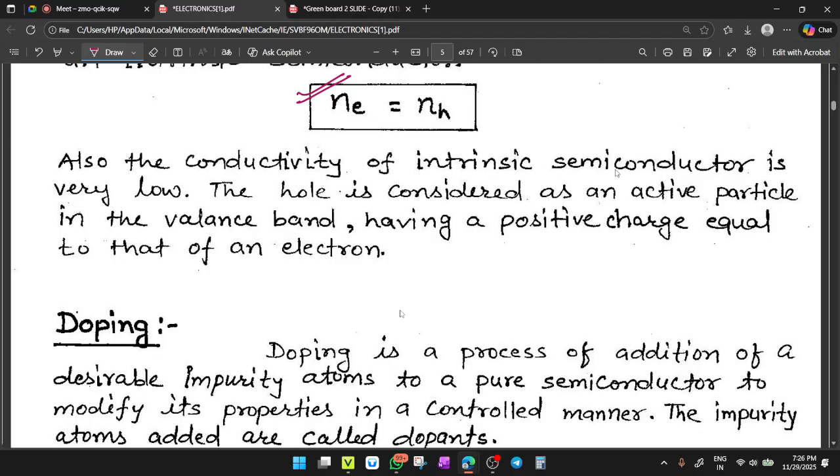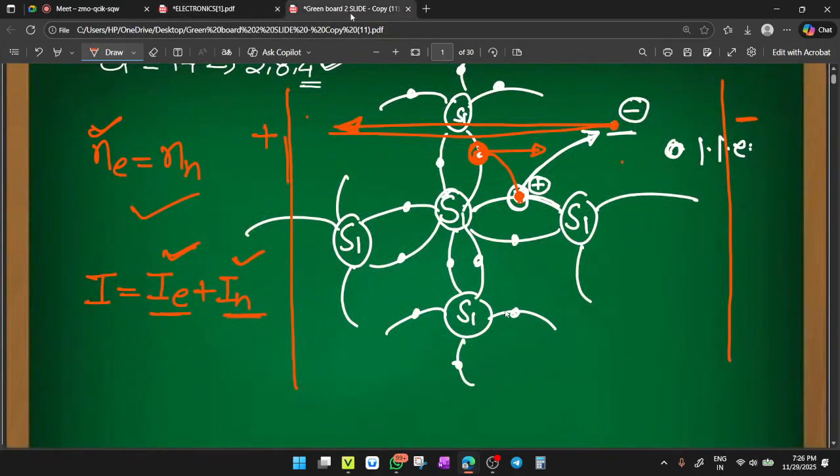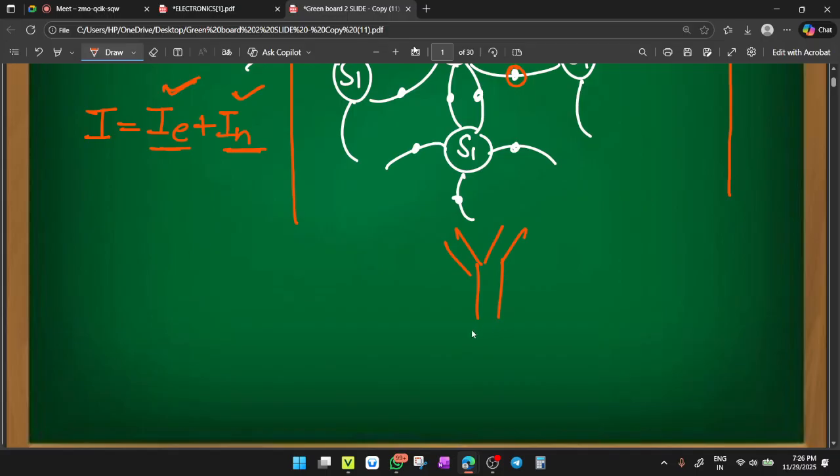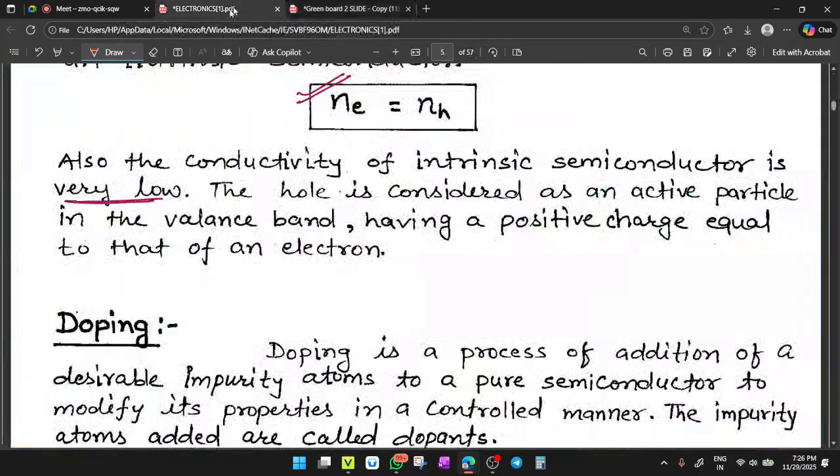Also, the conductivity of the intrinsic semiconductor is very low. Why? Because it is totally temperature dependent. The breaking of this bond totally depends on the temperature you provide here, because only on providing energy can this bond break. So the conductivity is very low. Yes, the conductivity of the intrinsic semiconductor is very low.